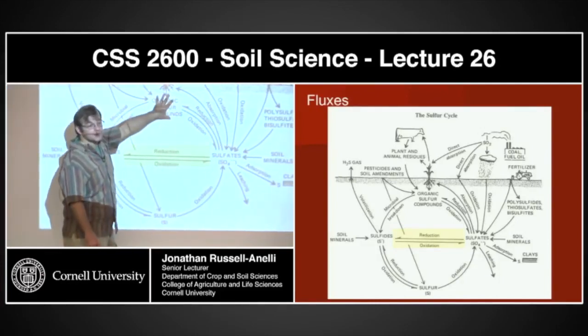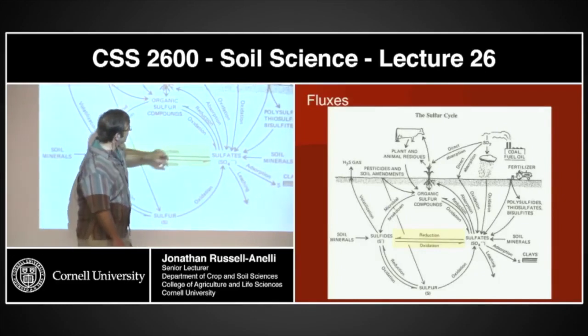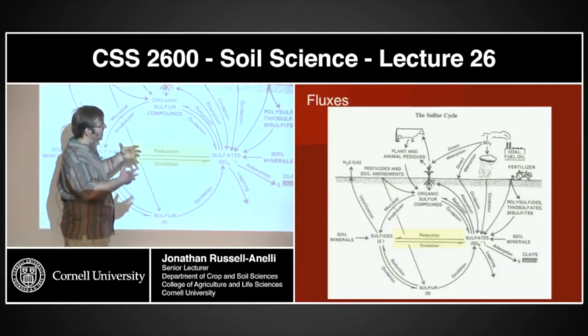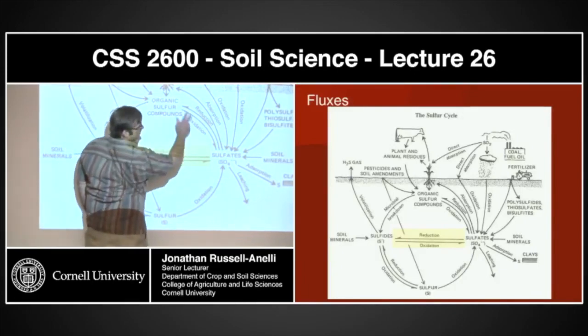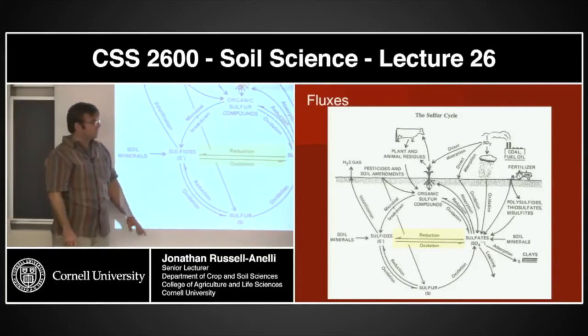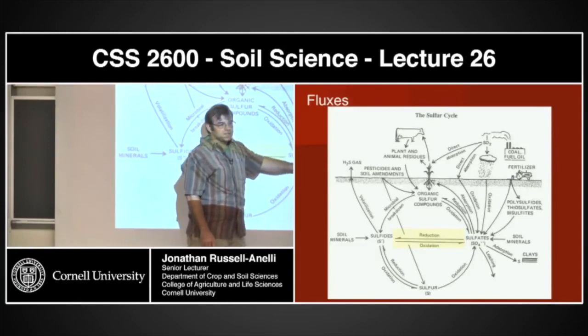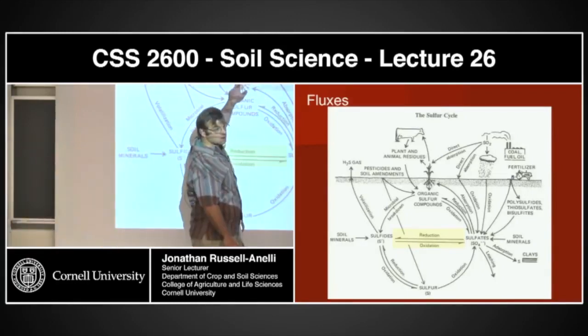What happens to it? Well, it gets decomposed, and as it gets decomposed, it can be converted, actually sort of oxidized, into sulfates, or it can be broken down into sulfides. Now, the sulfates are the only form that the plants can take up. So this is how it comes back to the plant.